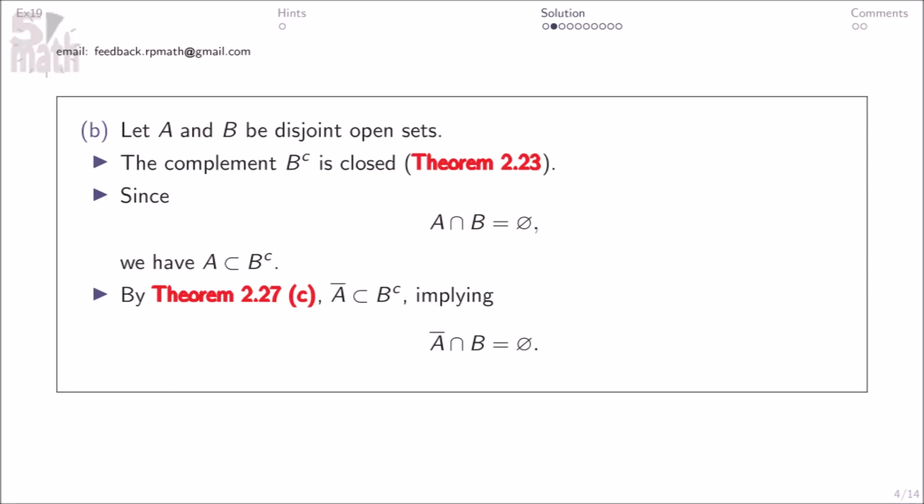B. Let A and B be disjoint open sets. The complement B^c is closed. Theorem 223. Since this, we have this. By Theorem 227c, this implying this.